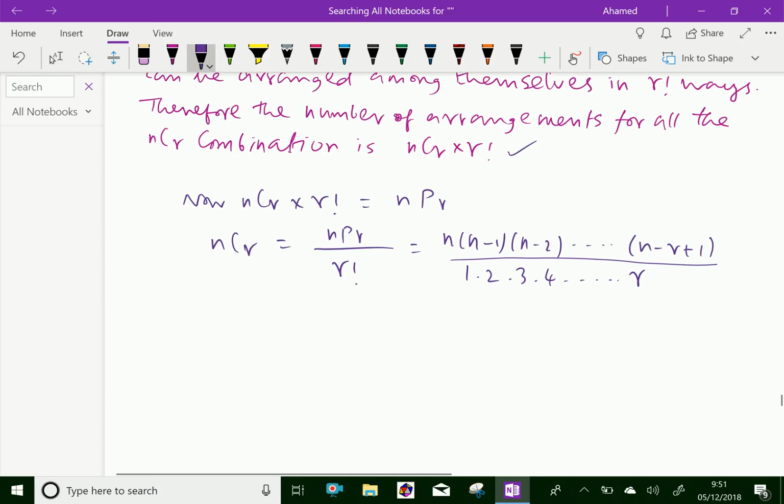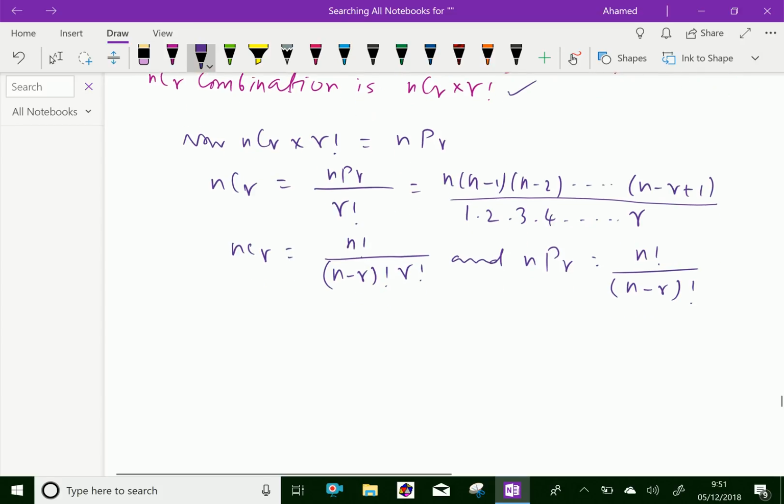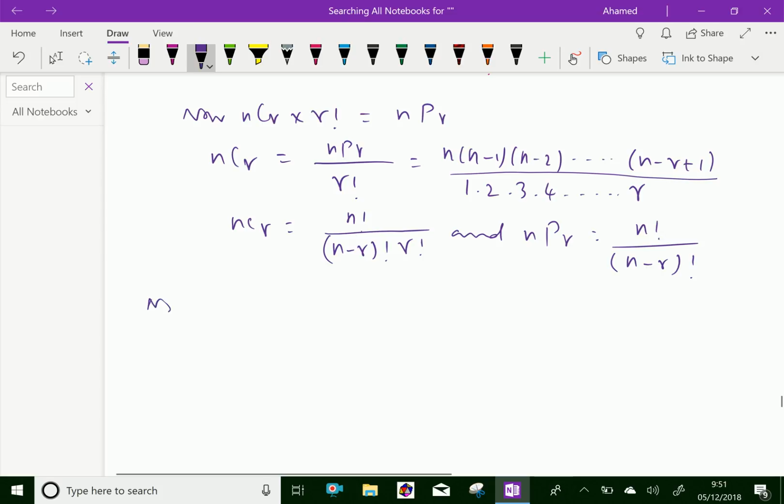Therefore, we can say nCr equals n factorial over n minus r factorial into r factorial, and nPr equals n factorial over n minus r factorial. These are the relations.